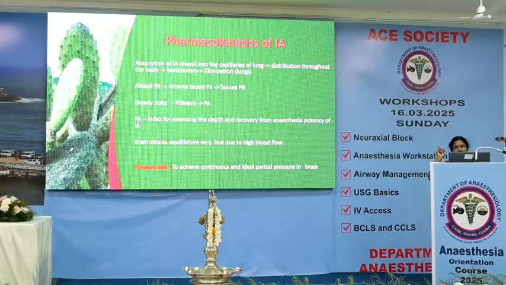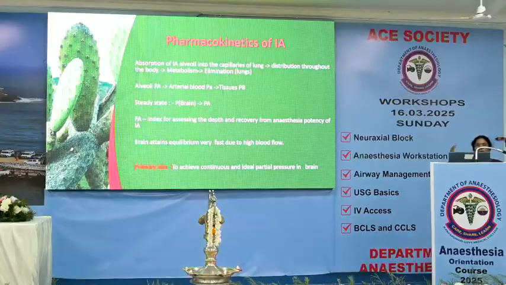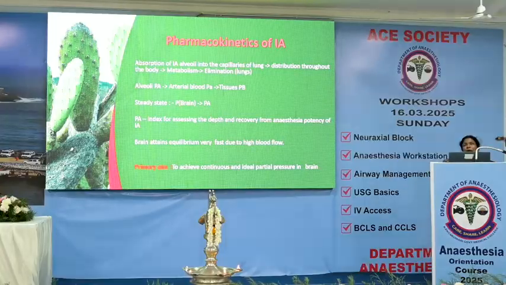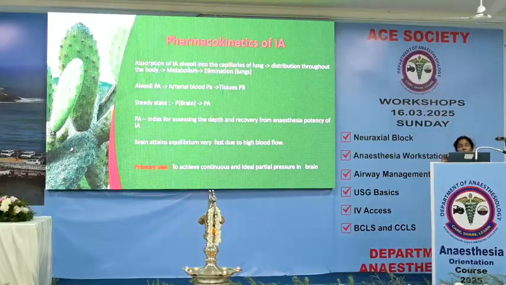So you are giving the agent through the lungs and it's eliminated through the lungs. This is inhalational induction. For this to occur, as already said by sir, the alveoli will have a partial pressure of a particular agent which will equilibrate with the arterial partial pressure, and in turn it will equilibrate with the tissue partial pressure. So to attain a steady state of partial pressure, the alveoli, the blood and the brain all will be in equilibrium to achieve an induction.